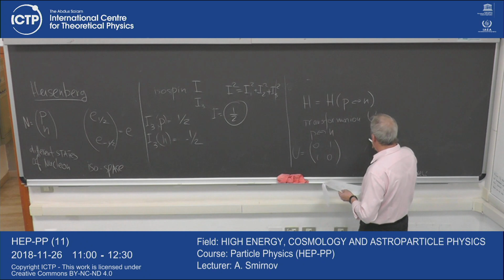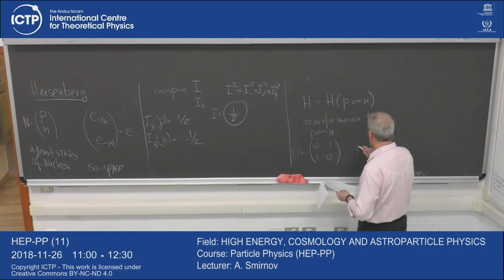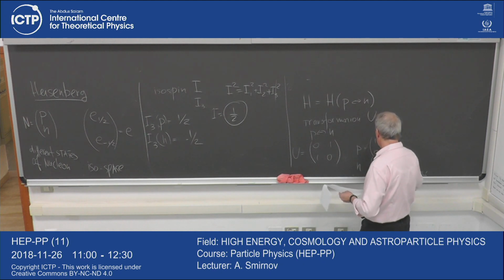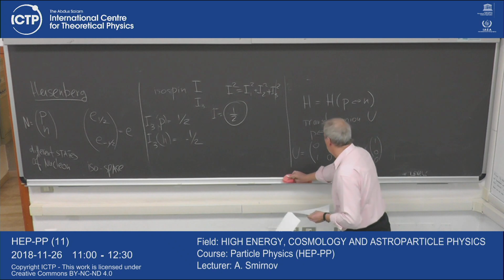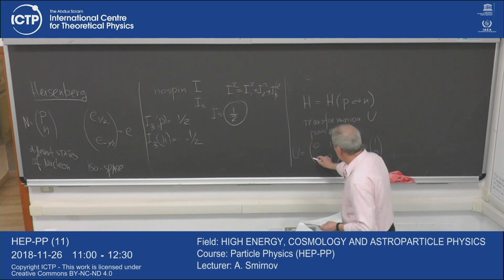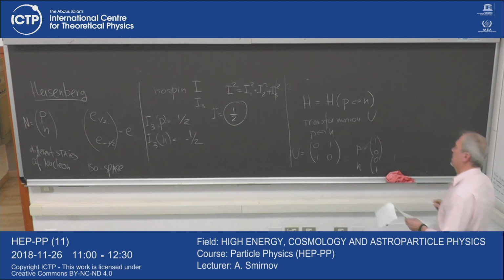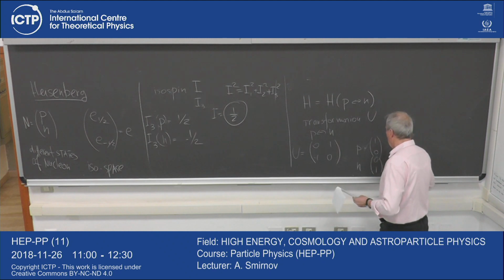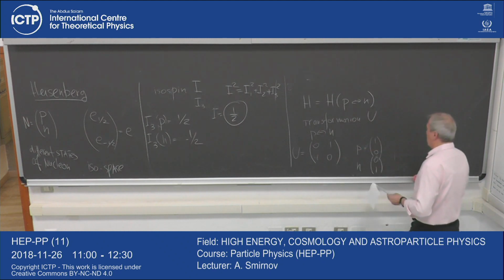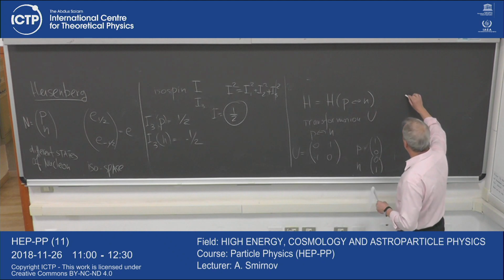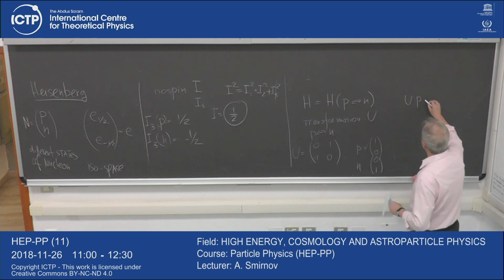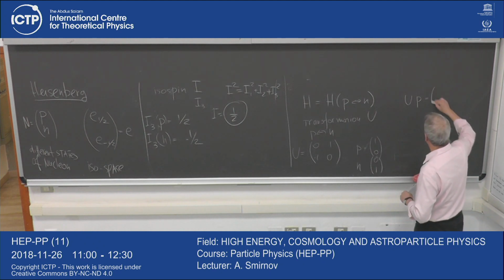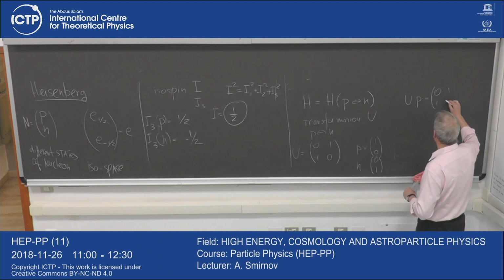So if we have proton, and proton in this space is given by 1, 0, neutron is 0, 1, but maybe minus 1 here, so that doesn't matter, it doesn't play an important role. So let me use just this one. And so if we act by U on proton, let us check what we will get. What we will get is 0, 1, 1.